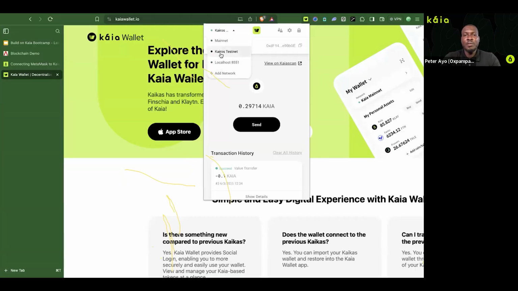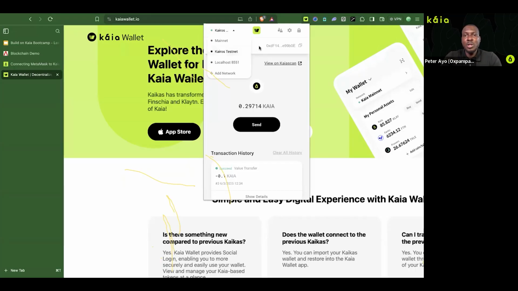Because most of our interactions will be on the testnet. Now, Kaia has two major networks, which is the mainnet and the testnet. The testnet is the simulation of the mainnet. The mainnet is where the actual stuff happens, where real funds are. So while developing or building, you want to build on testnets so that you can test all of your functionalities. And for that, we have the Kairos testnet.